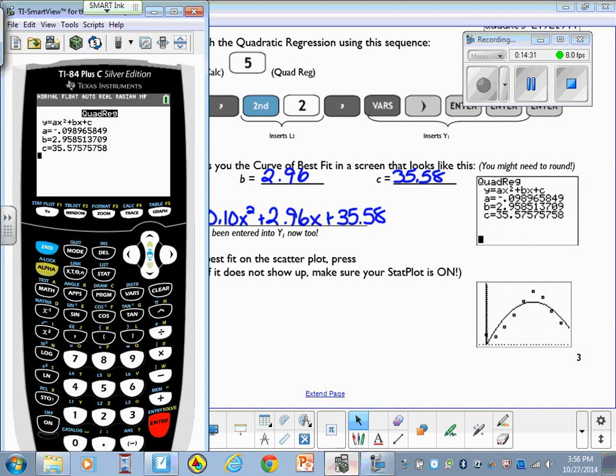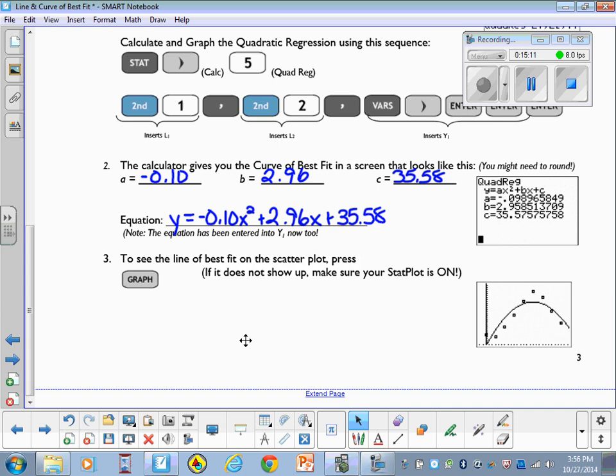Now let's put that in our calculator. Y equals negative 0.10x squared plus 2.96x plus 35.58. Graph. Pretty nice curve. I go through a lot of those points. I've got a couple that are below, a couple that are above, but we've done a good job describing this.